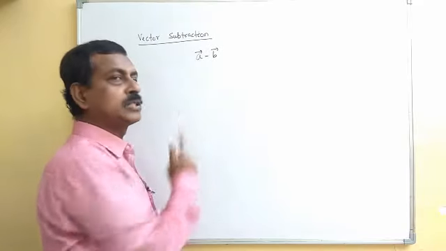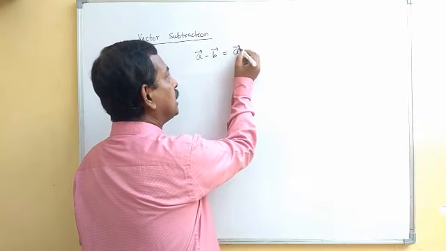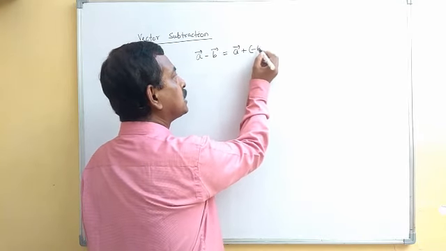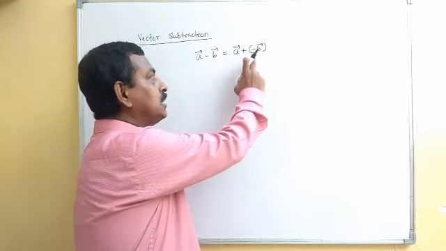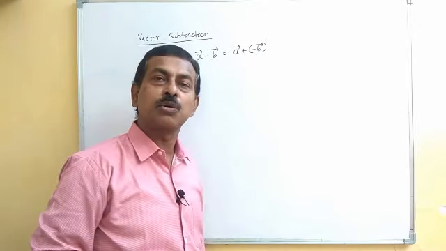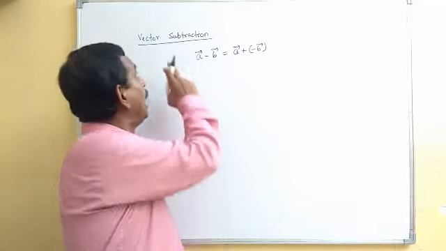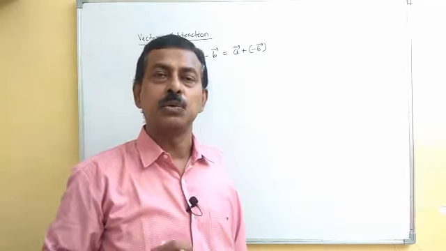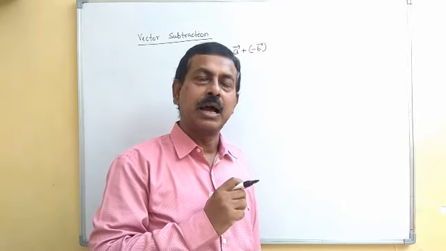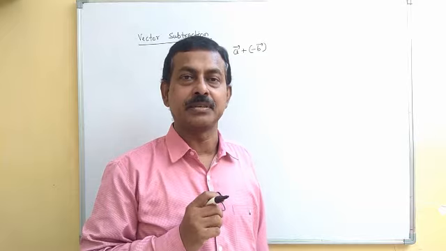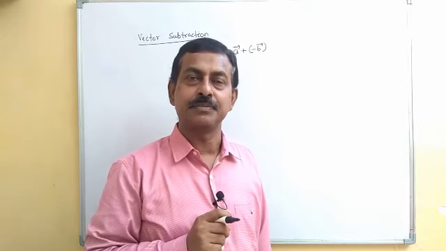So this A minus B we can write as vector A plus minus vector B, and this minus vector B we can call the negative vector. It means vector subtraction can be taken as the sum of the first vector and the negative of the second vector. That will give the vector difference of the two given vectors.